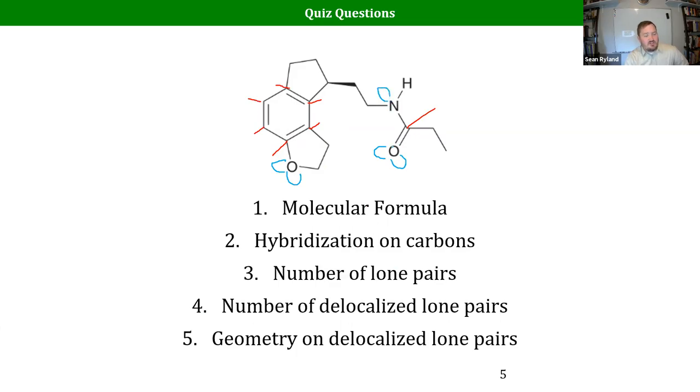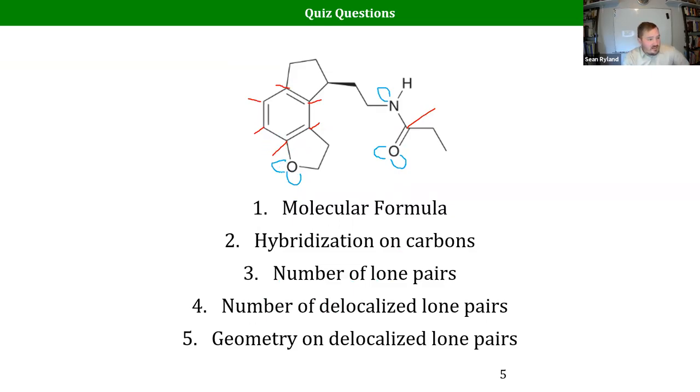Nitrogen without a charge is going to be one lone pair. So total of five lone pairs, of which only some of them can be delocalized. Remember, delocalized just means that it can participate in resonance. In order for a lone pair to participate in resonance, it needs to be in the allylic position, or in other words, adjacent to pi bonds or adjacent to a charge.